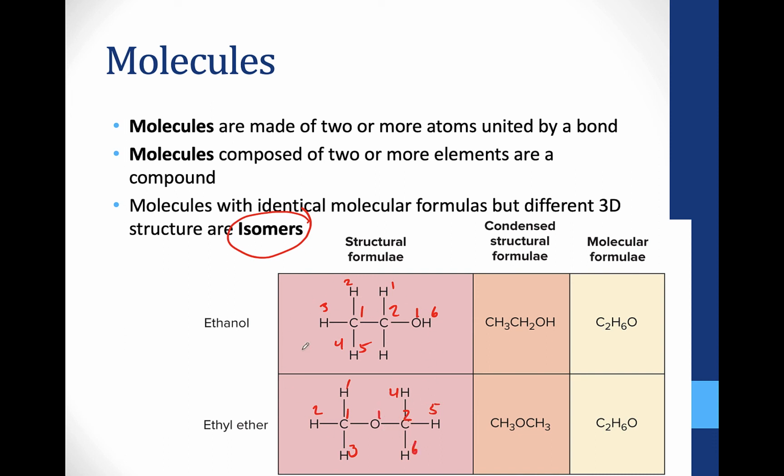But these structures are different. So if I had only written this, you wouldn't be able to tell the difference. But when you see the actual picture, you can tell that these are isomers because they have different structures. And if you remember what we said about structure, if we have a different structure, we're going to function differently.